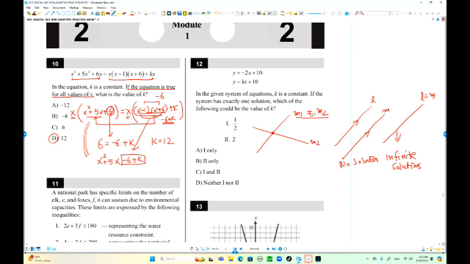If they are different, they're going to have just one intersection. Take a look over here. This slope is negative 2. The other slope, k, 1 over 2, does not equal negative 2. They're going to have one intersection.